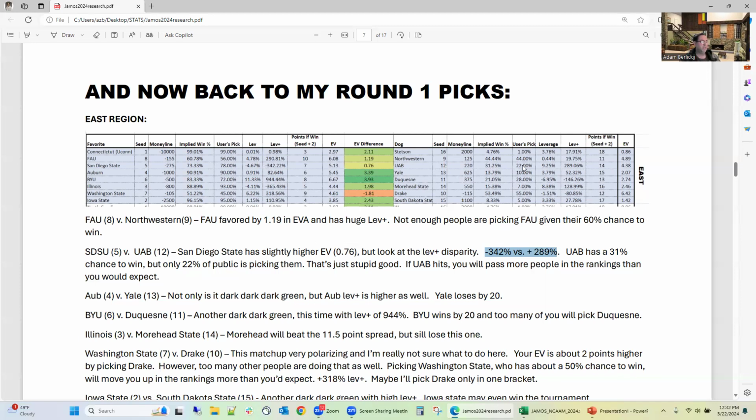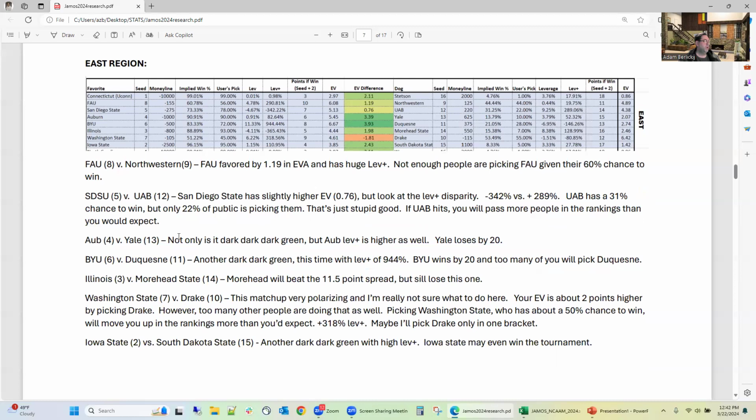The more of those high leverage picks you make and get right, you're going to jump a lot of people in the rankings. This is crazy good. It's not worth the higher expected value of taking the other side because of the leverage difference. Here's an easy one. Here's a 4 versus 13, Auburn versus Yale. Dark green is good. It's such a high EV difference that it's not even worth your time to consider it.